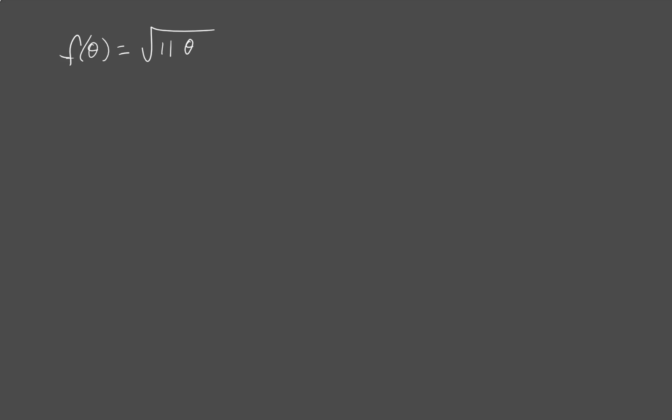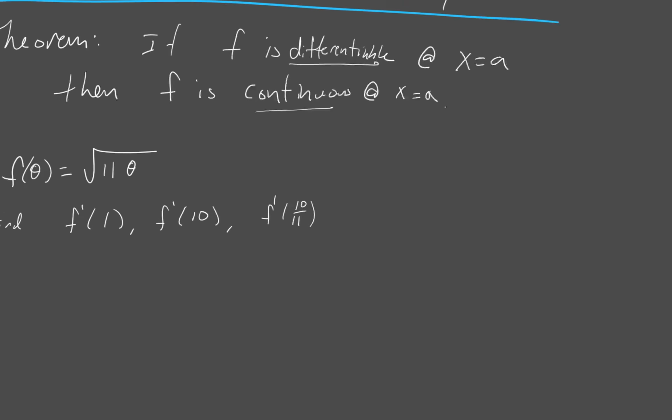Okay, and we want to find f prime of, let's say, 1, f prime at 10, let's say f prime at 10/11. So maybe I'm trying to find this at a bunch of different spots, and I don't want to take that limit 3 or 4 times. So we're going to take it with a variable in there, and then we're going to evaluate the derivative at that variable.